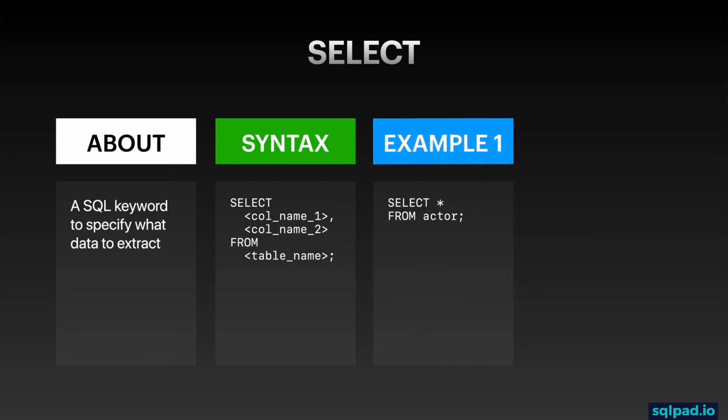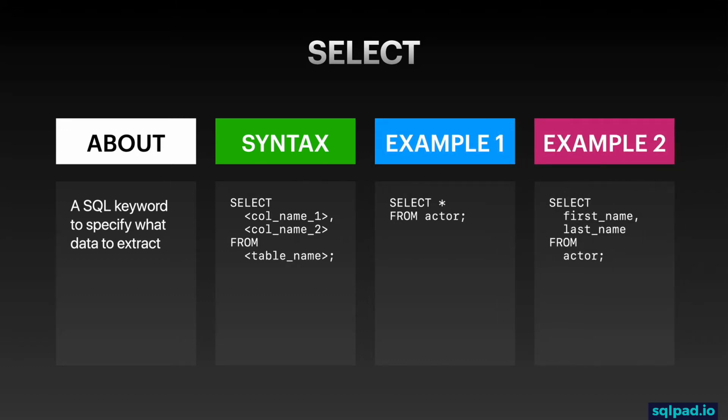Here's a quick example. I have a table called actor, and I wanted to retrieve all the records from this actor table. There's a shortcut for listing out all the column names, which is star. If I say select star from actor, basically what I'm telling the database engine is that I want to retrieve all the records and all the columns from this actor table.